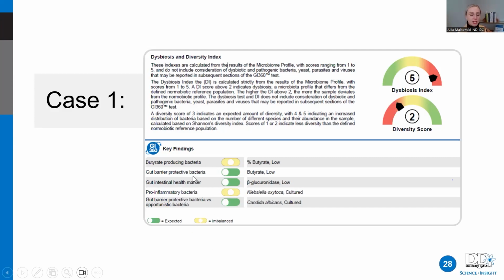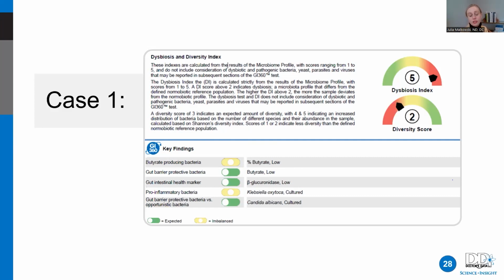The gut barrier protected bacteria look healthy. The intestinal health markers are healthy as well, but then the inflammatory bacteria are too high. You need to move away from that standard American diet. That does not do well in the colon. And then the next piece of information is going to be independent of what we just discussed, really. That first piece of information we discussed is about the microbiome. The second column here is going to be any other additional findings on the report.